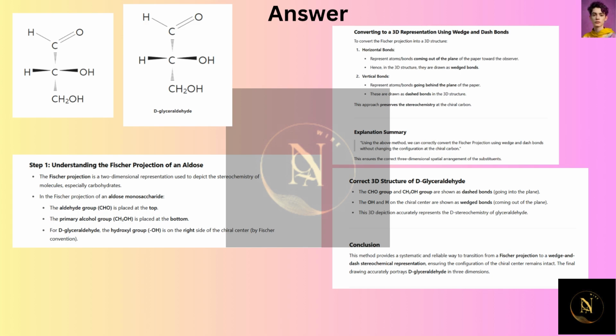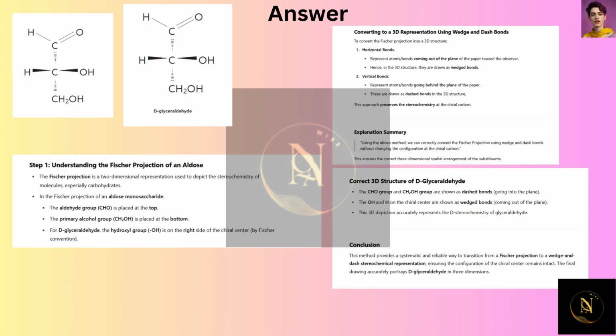In the Fischer projection of an aldose monosaccharide, the aldehyde group, CHO, is placed at the top. The primary alcohol group, CH2OH, is placed at the bottom. For D-glyceraldehyde, the hydroxyl group, -OH, is on the right side of the chiral center by Fischer convention.